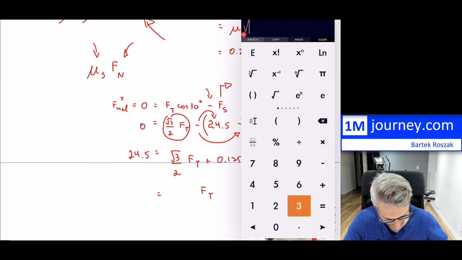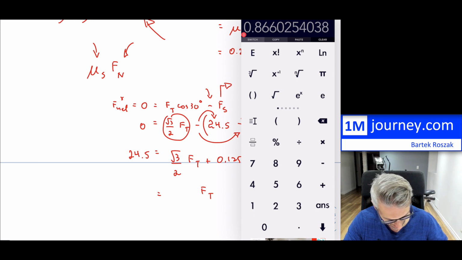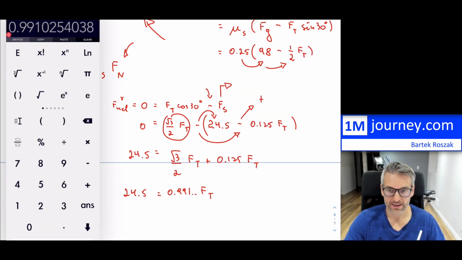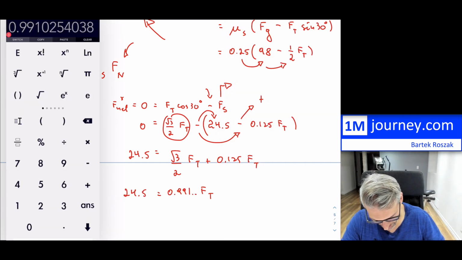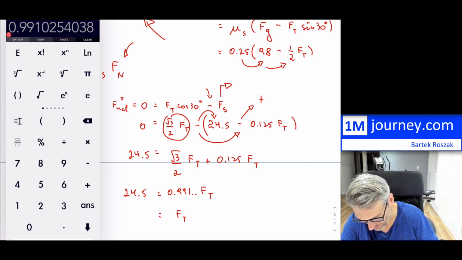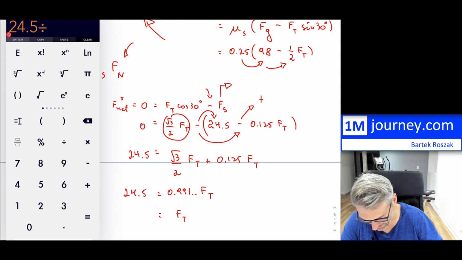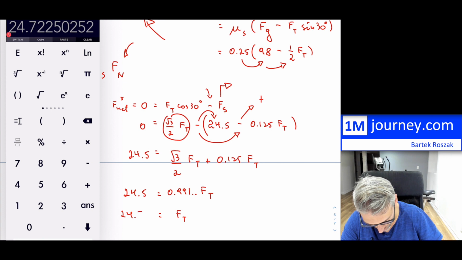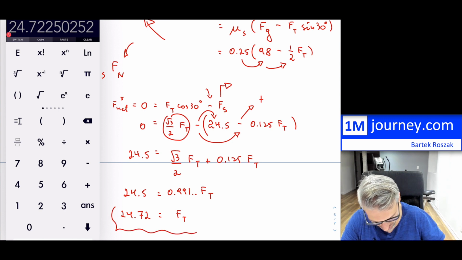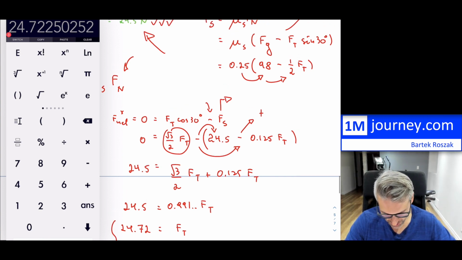So it's going to be square root of 3 divided by 2, so equals that. So that's my answer. And then plus 0.125. Now notice it's basically almost 1, which is going to be interesting because now your Ft, so 24.5 divided by 0.991 etc., is approximately 24.7, and that would have been your force of tension. So that's pretty neat to be able to see that.